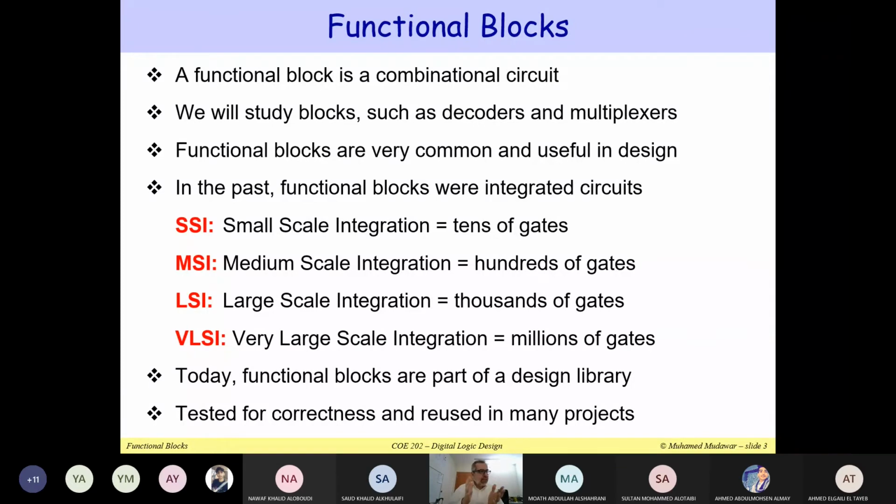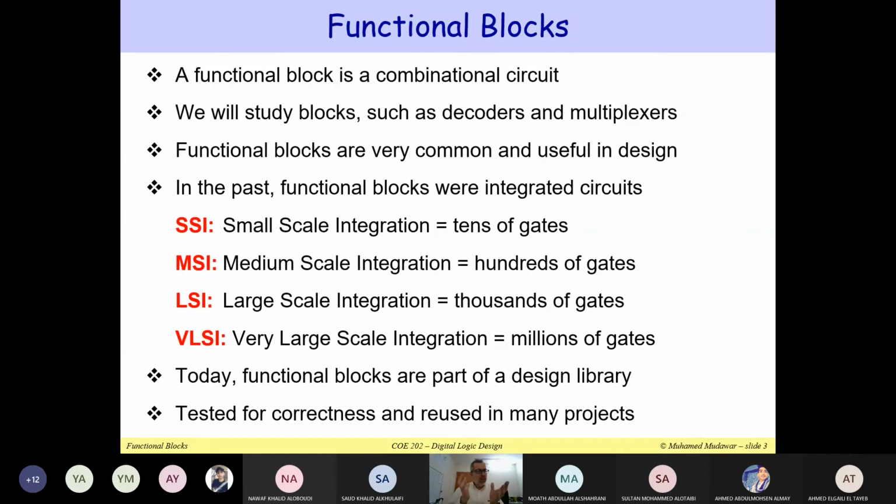In this lecture, we are going to study blocks like decoders and multiplexers. And we are going to reuse these common blocks in design. We can have them in the design library, and we can test these blocks for correctness, and we can reuse them in different projects.